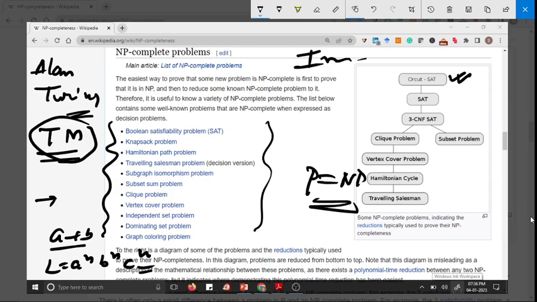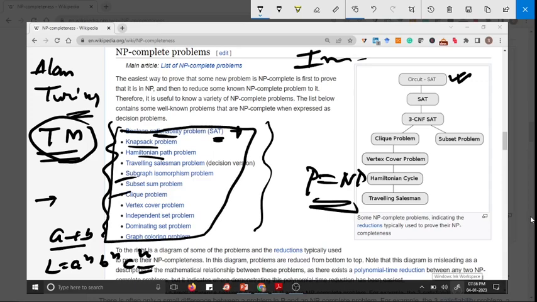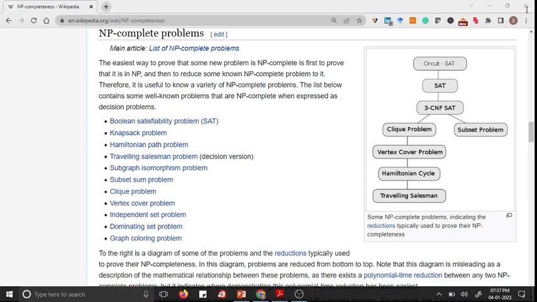So these are the problems: the Boolean satisfiability problem, which in short is called SAT. The SAT problem is NP complete, as are the knapsack problem, Hamiltonian path problem, subgraph, subset sum, and clique problem. These are all NP complete problems. These problems nobody is able to solve in polynomial time.